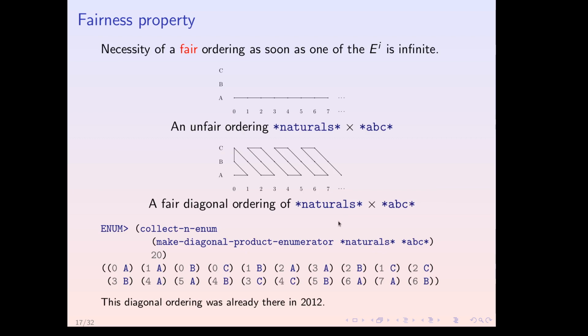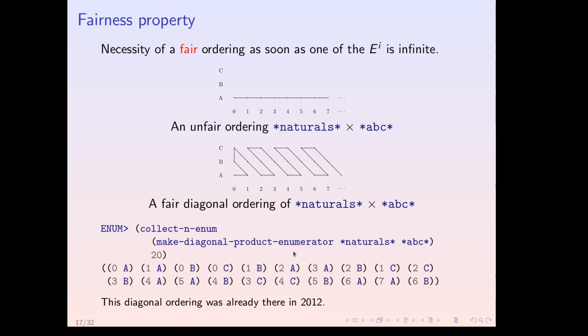So which order of TP would we like? First, we would like a fair ordering of TP. We would not like this kind of picture where we move only on one infinite enumerator and not on the others. So we would like an ordering which moves forward regularly on all enumerators. So this is what I call an unfair ordering of the product of natural integers and the finite list ABC. We would rather want a picture like this, a diagonal ordering which will move forward regularly on all enumerators.